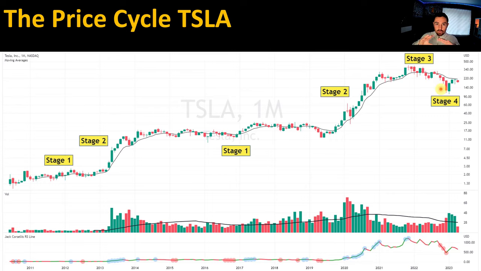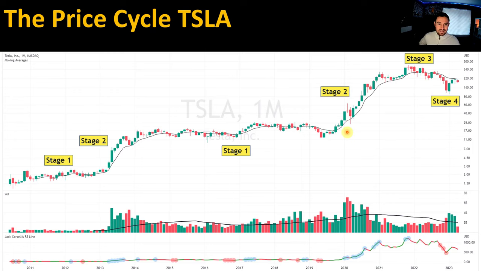So this is for all stocks, all ETFs, all indexes across all time frames. But the higher the time frame, the greater weight I would give it. So if I saw a stage two uptrend on the monthly chart or the weekly chart, I would give that much more weight than a stage two uptrend on, say, the 5 minute chart. Hopefully that point makes sense.